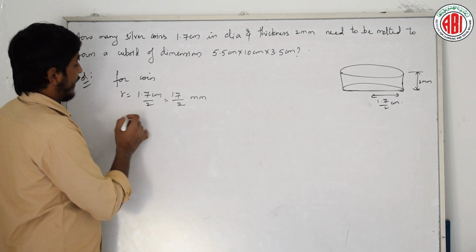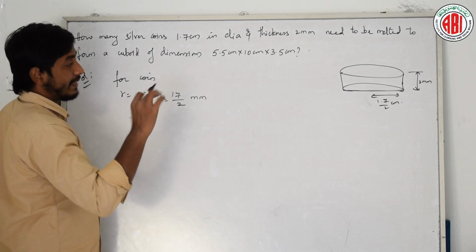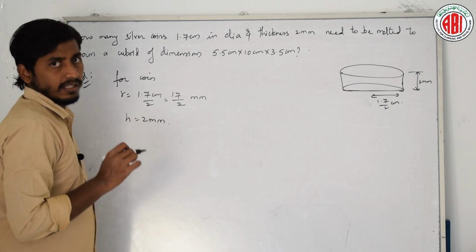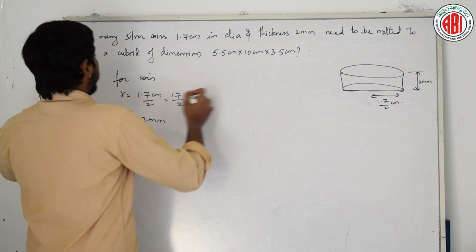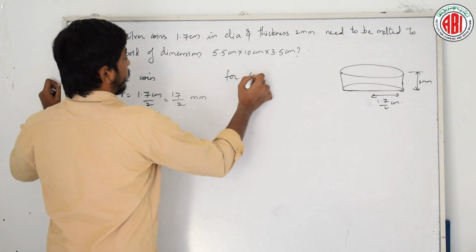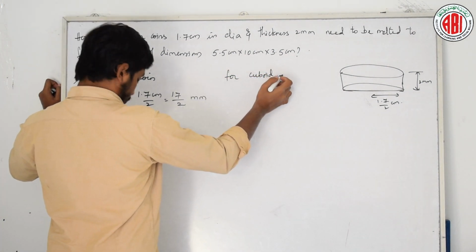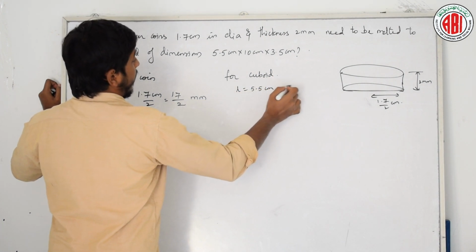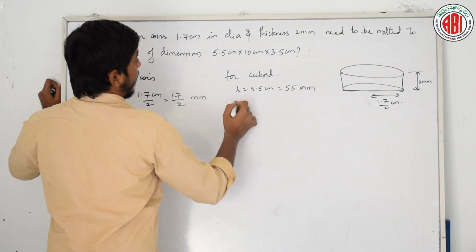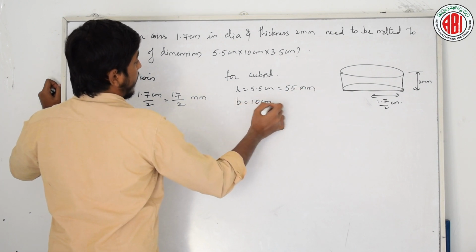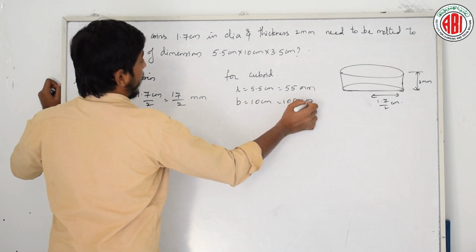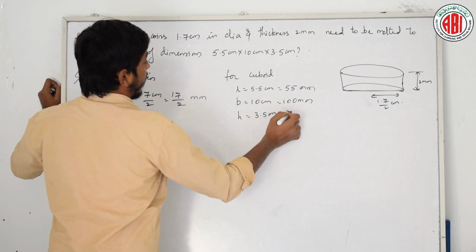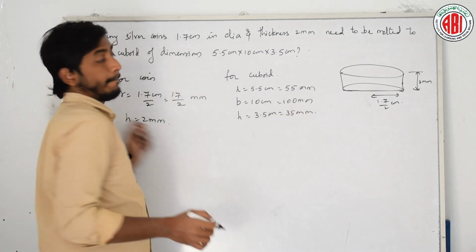And the next, thickness. Thickness in the sense height. Height is equal to 2 mm. Let us put it like that. And the next, tell me, for the cuboid, length is 5.5 centimeter, that is 55 mm. Breadth is 10 centimeter, that is 100 mm. Height is 3.5 centimeter, that is nothing but 35 mm.